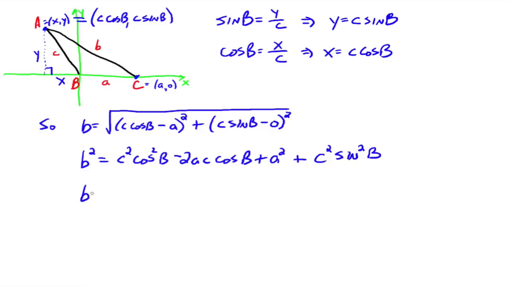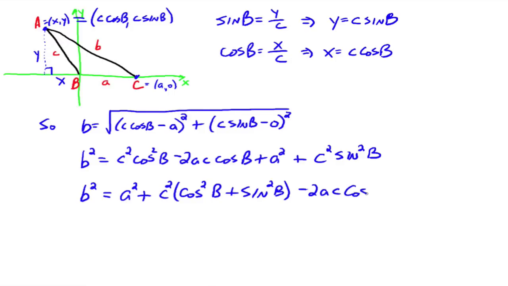So then B squared is equal to A squared plus, with these two things right here that have C squared, we could take a C squared out, and that leaves cosine squared B plus sine squared B. And then we have minus 2AC cosine B. So all we did was group the C squared cosine squared B and the C squared sine squared B and factor the C squared out.